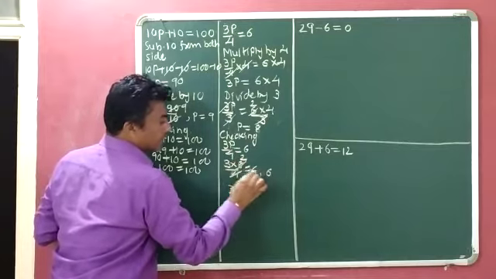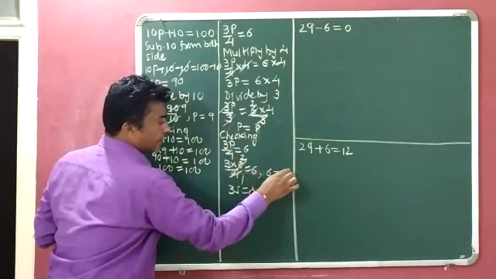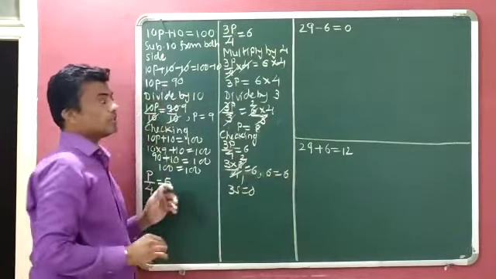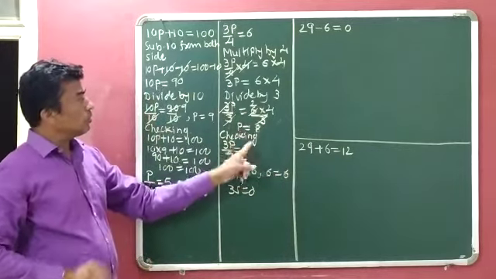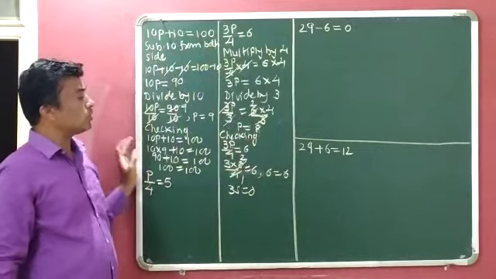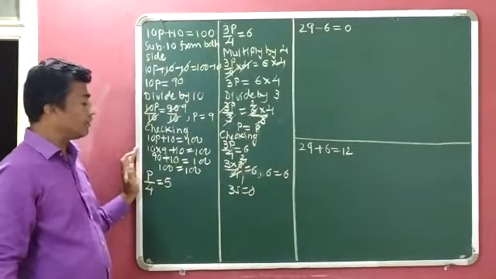So 3 2s are 6. This 6 is equal to 6, which means LHS is equal to RHS. So P is equal to 8 is the right solution of the given equation.